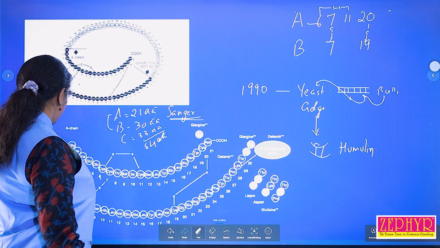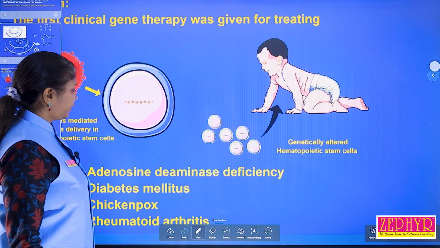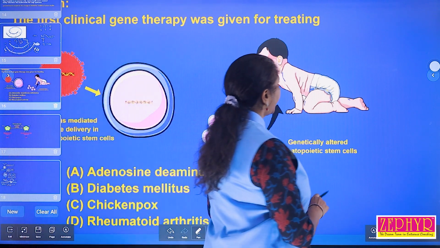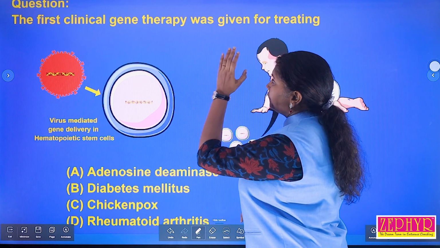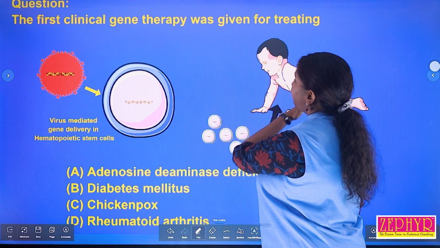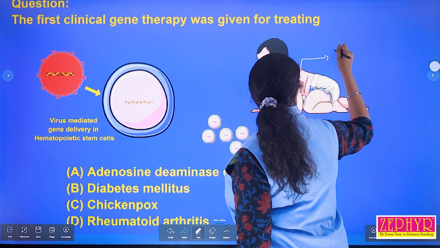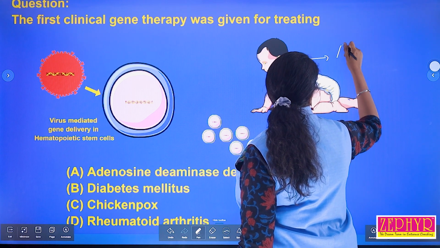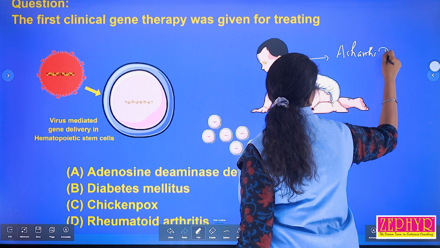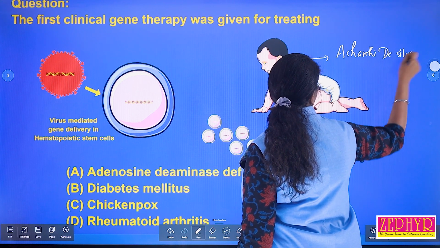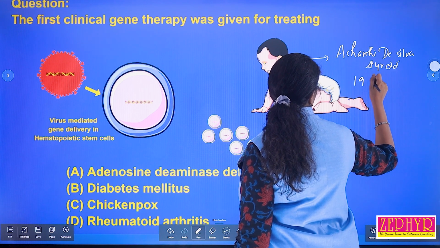Now we move on to understanding gene therapy. Let's look at gene therapy. There's a famous question there. In this question, we get the idea that the first clinical gene therapy was given for treating. Now, I would like to place this kid with a name, and her name was Ashanti De Silva. She was a 4-year-old kid. And the successful thing happened in 1990.